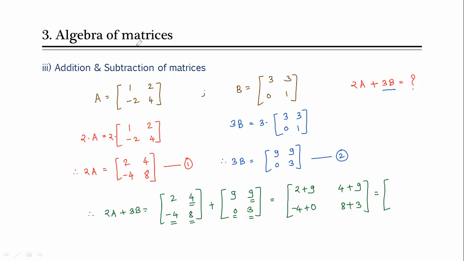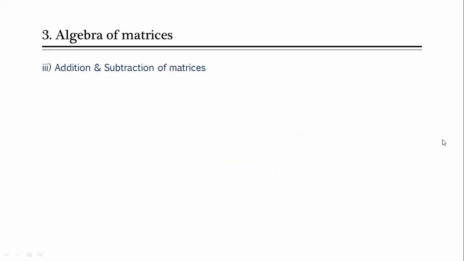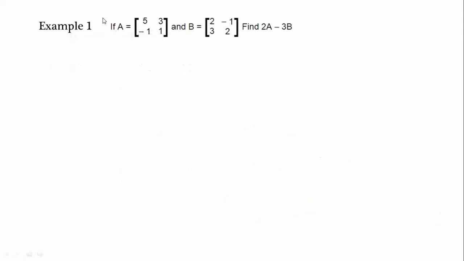So what will be your answer here? What will be the final answer? 2 plus 9, 11. 9 plus 4, 13. This will be minus 4. 8 plus 3, 11. This is your answer. So this is how we have to add any two matrices. Same case with the subtraction. I hope this is clear. Let us solve some examples based on this.